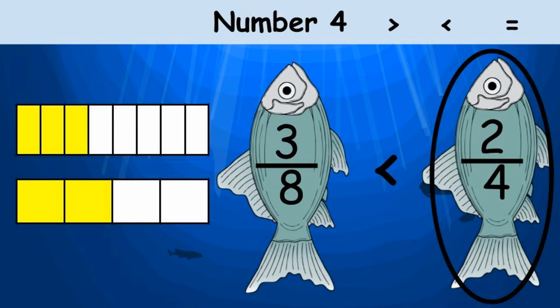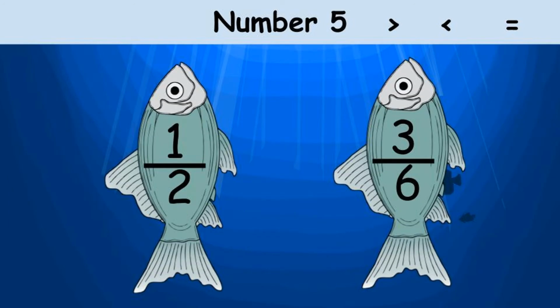But don't forget that you have to look at the largest amount of yellow space, and the one on the bottom is closer to 1 whole than the one on the top. So that means that 3/8 has to be less than 2/4. Here's our final catch of the day. Number 5, is 1/2 greater than, less than, or equal to 3/6?